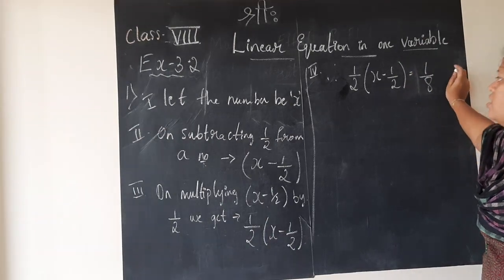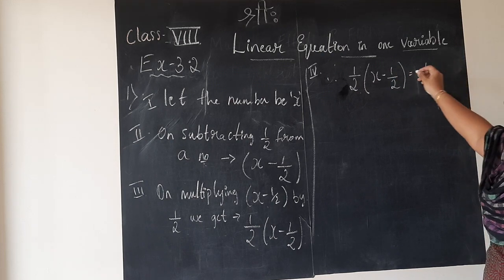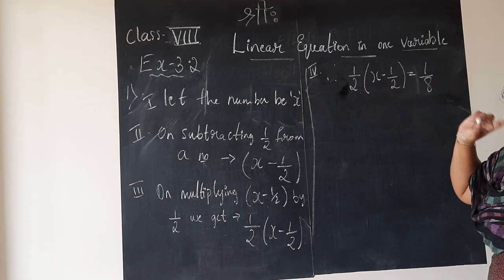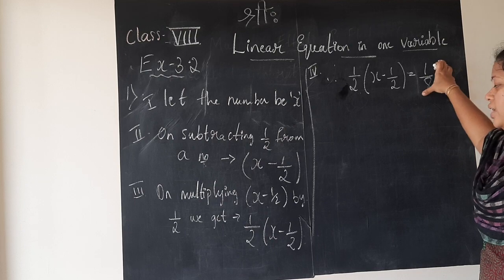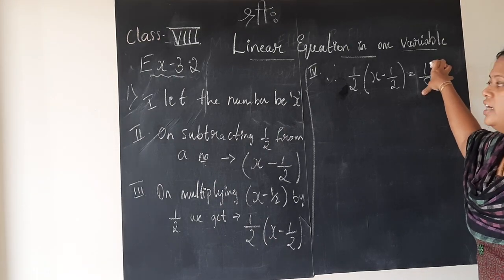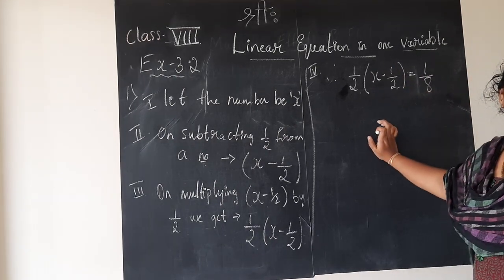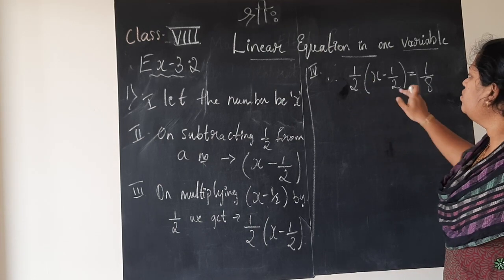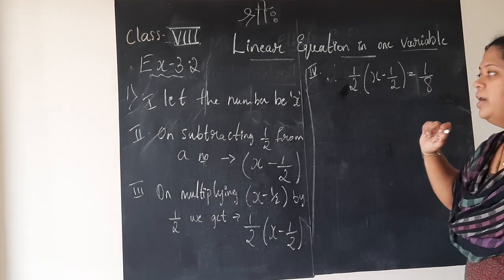You should write it in the form of an equation which consists of both LHS and RHS, which gives you 1 by 8, that is the answer you are getting on simplifying this LHS part. That is what they mean. So, 1 by 2 into x minus half is 1 by 8.